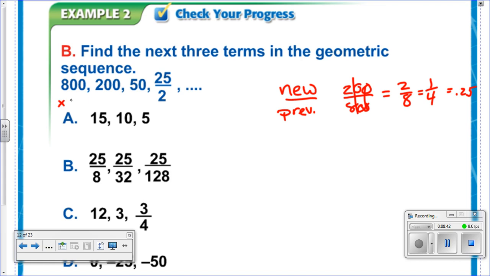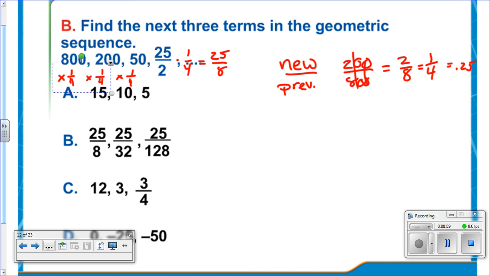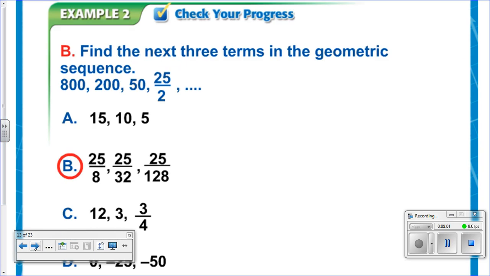So multiply that by a 1/4, multiply that by a 1/4, multiply that by a 1/4, and so on. So I'm going to multiply this by a 1/4, and that's going to give me 25 over 8. And there's only one choice that has it as my next value. It's got to be B, and it is.